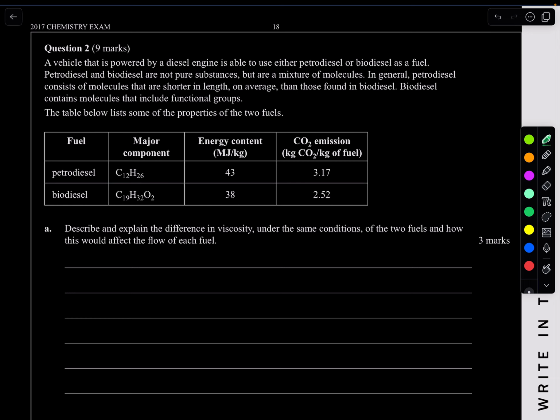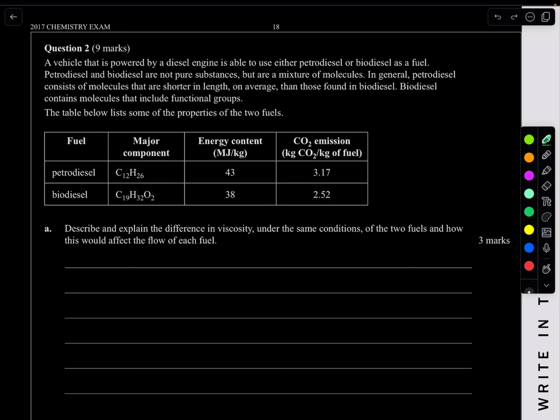All right, what do we know already about petrodiesel? We know that petrodiesel is just a straight, long saturated chain, and the only forces acting on it are dispersion forces. Biodiesel is much more different because it is longer, and it has dispersion forces but also dipole to dipole forces because it has an ester group. Overall, petrodiesel actually has a higher energy content than biodiesel. And of course, petrodiesel has high CO2 emissions per kilogram of fuel used.